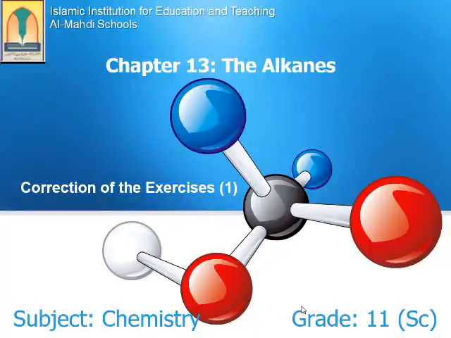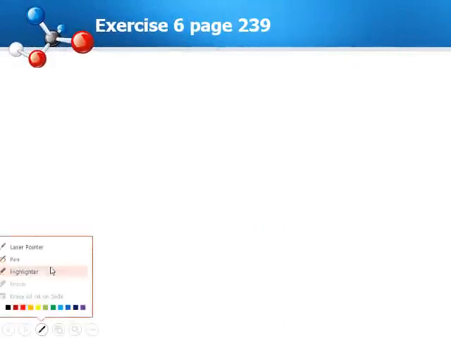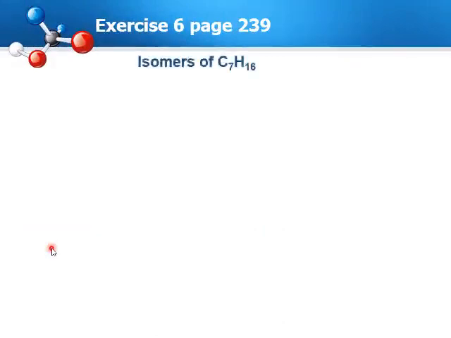Please, before starting, bring your chemistry book, your answers on these exercises, and a pencil to correct it. First of all, we will start with exercise number 6. In this exercise, we ask you to find the isomers of C7H16.